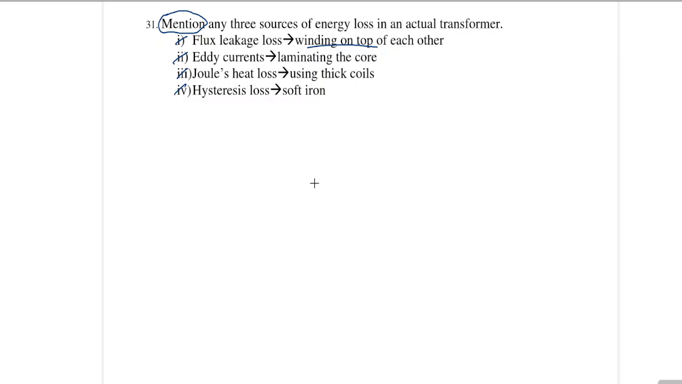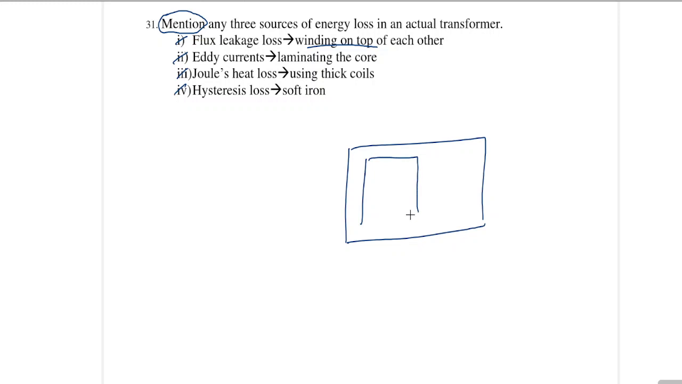So flux leakage loss means, if you recall, a transformer like this. Sometimes what happens is there will be one coil wound around this and one wound around this. This is called the primary coil, with number of turns NP. This is called the secondary coil, NS. So the flux will be lost here. Flux doesn't flow through this coil. So the flux has been lost like this based on the current direction.